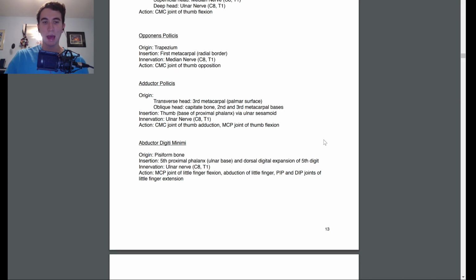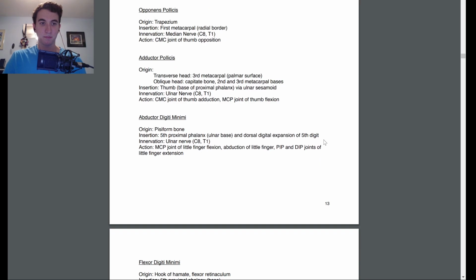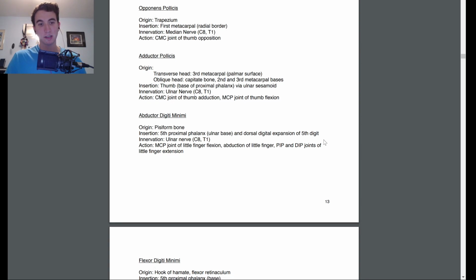Then we have abductor digiti minimi. It originates from the pisiform bone. It inserts at the fifth proximal phalanx, the ulnar base, and dorsal digital expansion of the fifth digit. The innervation is the ulnar nerve from C8 and T1, and the actions are MCP joint of little finger flexion, abduction of little finger, and PIP and DIP joints of little finger extension.